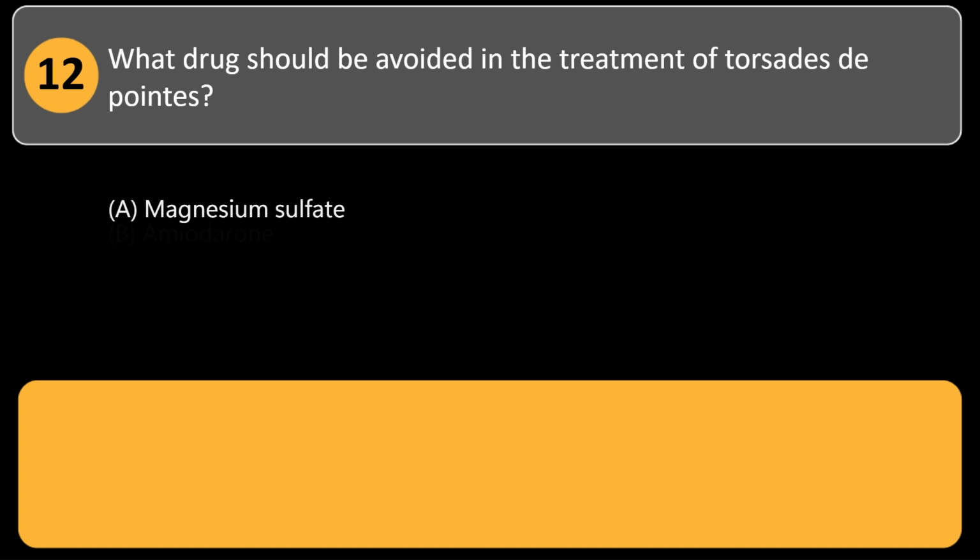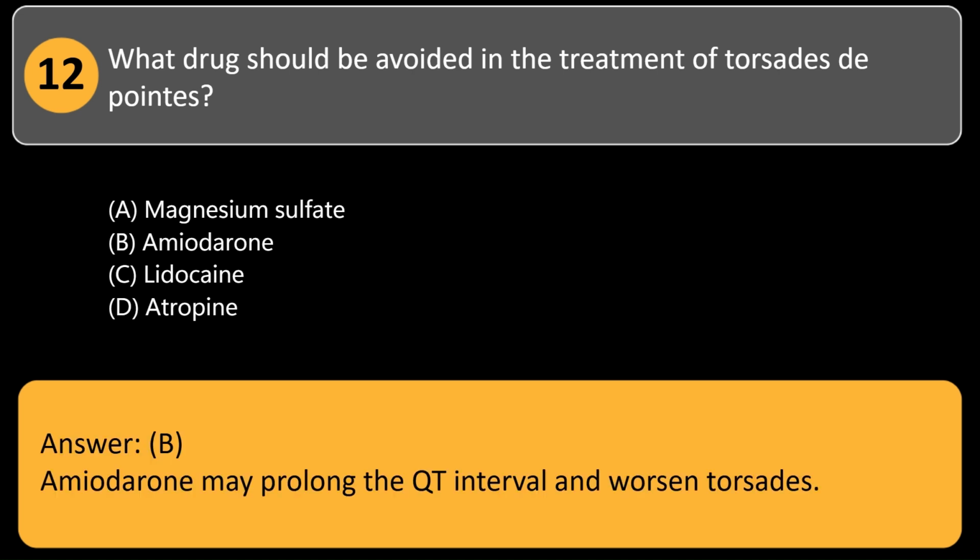What drug should be avoided in the treatment of torsades de pointes? A. Magnesium sulfate. B. Amiodarone. C. Lidocaine. D. Atropine. Answer: B. Amiodarone may prolong the QT interval and worsen torsades.